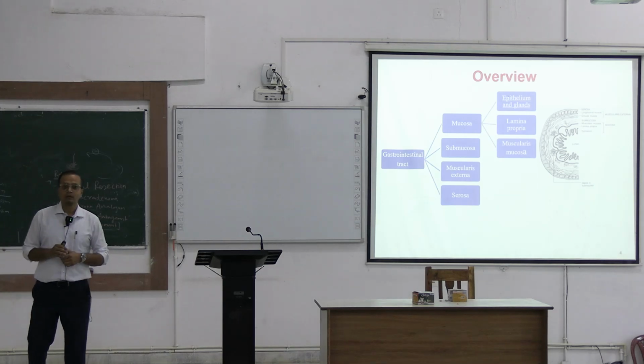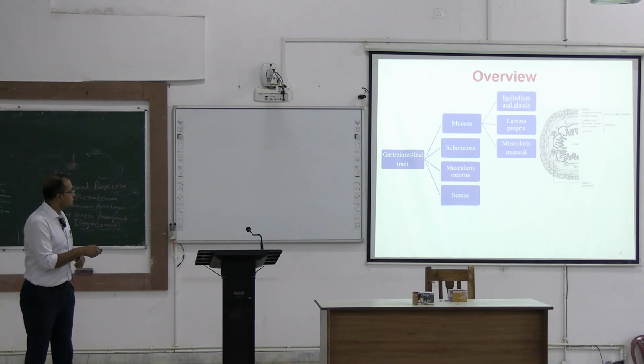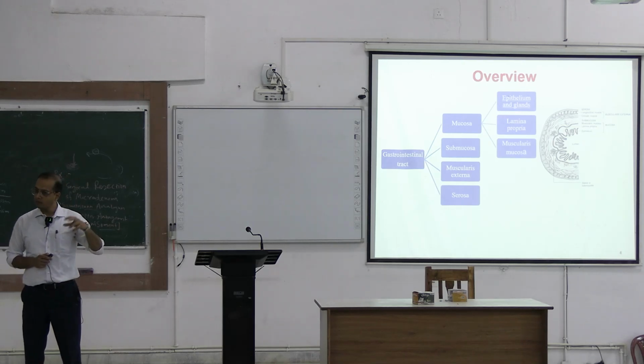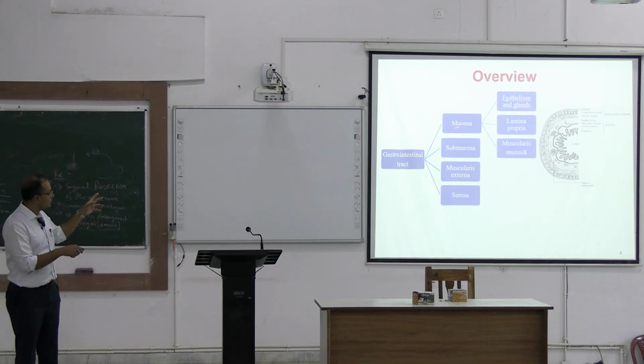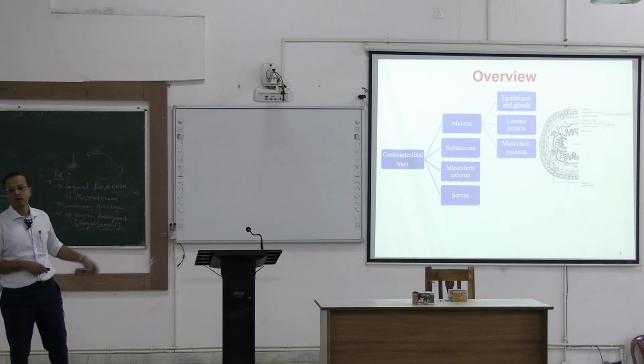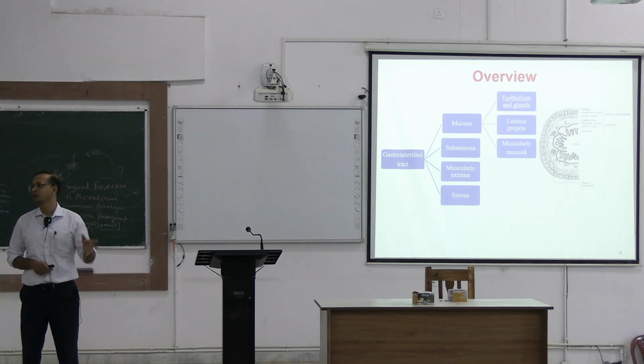Now, if you break it down, the one layer which is the epithelium and the glands is sourced from a different source. And the rest, which is lamina propria, muscularis mucosae, submucosa, muscularis externa and serosa, all these layers are sourced from elsewhere.